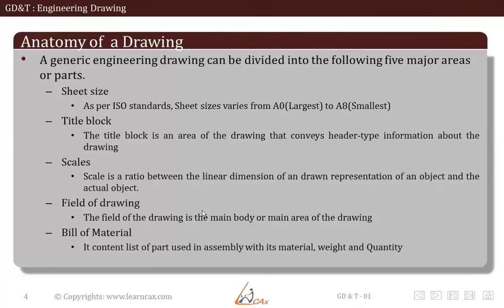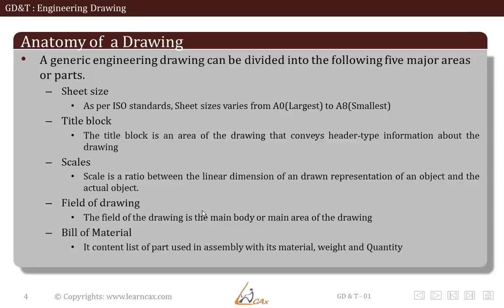So let us first study the anatomy of a drawing. In general, a drawing can be divided into 5 parts, starting with sheet size. As per ISO standards, sheet sizes vary from A0 to A8. The sheet size decreases as we go on increasing the number from A0 to A8.